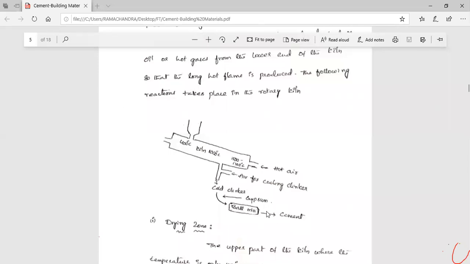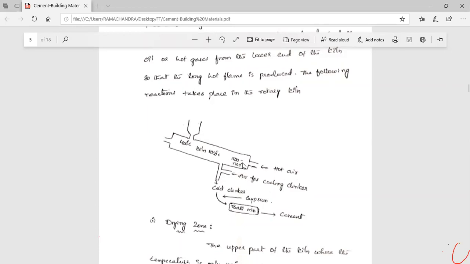Once again, listen. This is a small setup of a kiln. Here we introduce the slurry, or in the dry process we make powders. Initially we maintain 400 degrees Celsius. Further we increase the temperature to 1000 degrees Celsius. Further, we maintain 1500 to 1700 degrees Celsius. Additionally we add some hot air to this kiln.